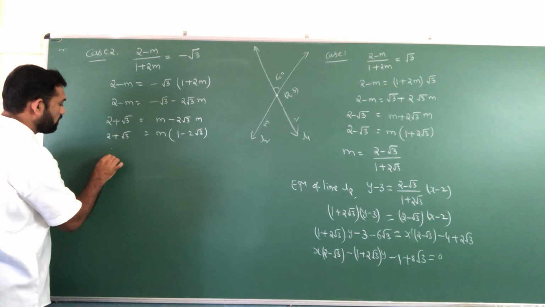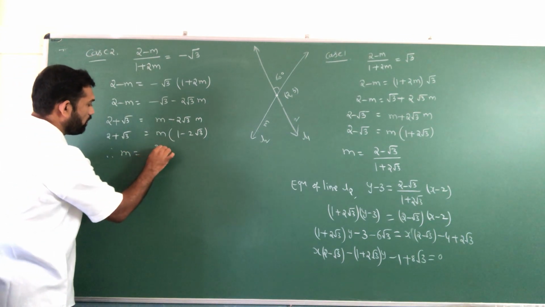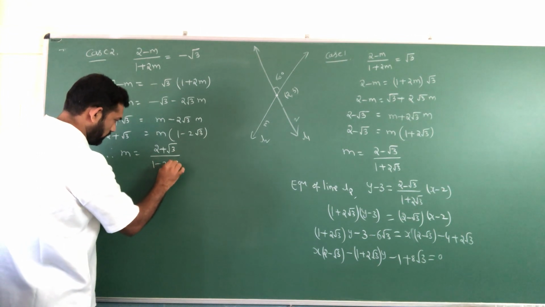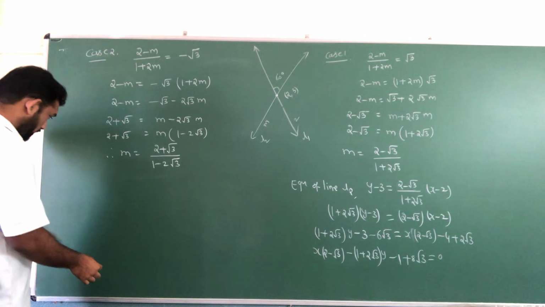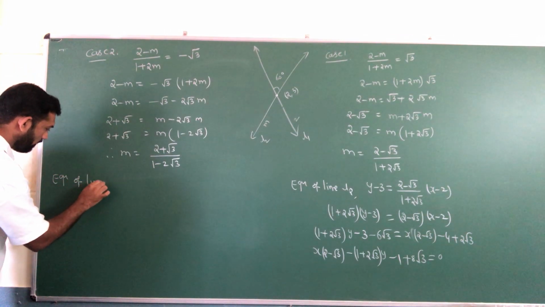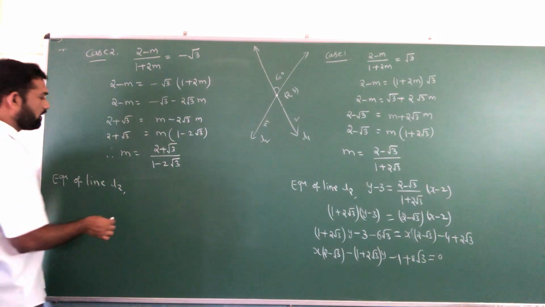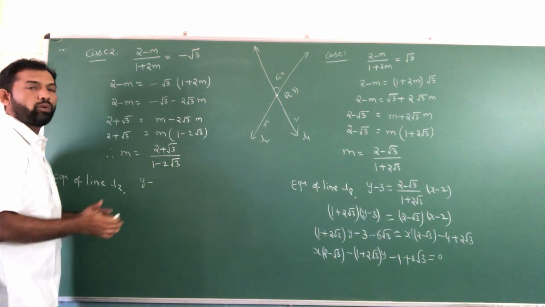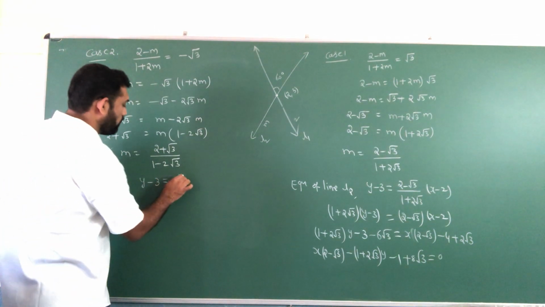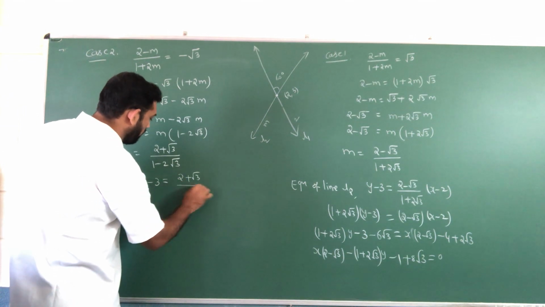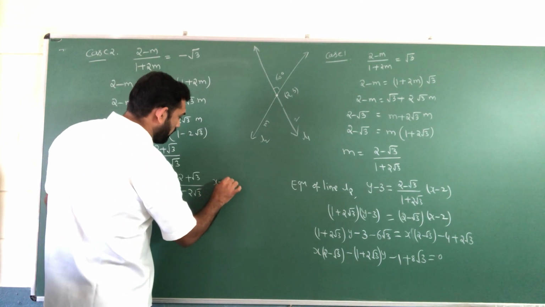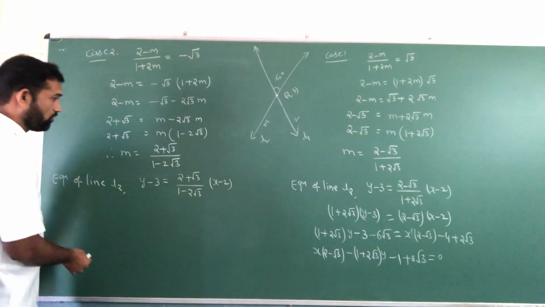Therefore m is equal to (2 plus root 3) divided by (1 minus 2 root 3). Then you write the equation of line L2. So what happens? That is y minus 3, slope only changes. Y minus 3 is equal to (2 plus root 3) divided by (1 minus 2 root 3) into (x minus 2). Again you do cross multiplication.